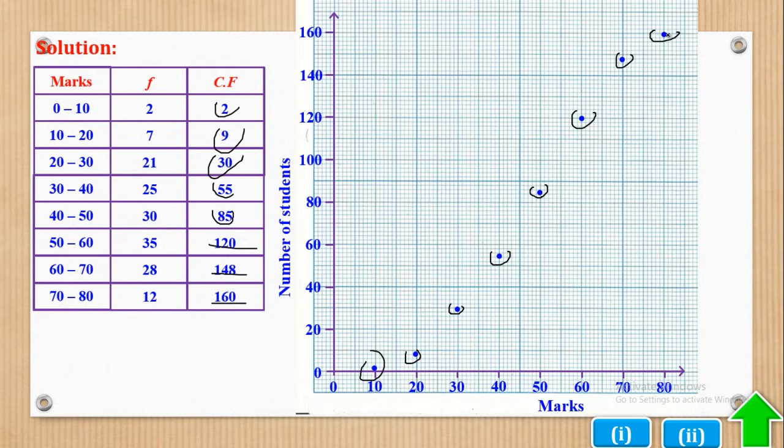The next is to draw a smooth curve through all these points. But remember, we must not leave your OGIVE hanging, so it should join the lower class boundary, so up to this point. So let's do that.